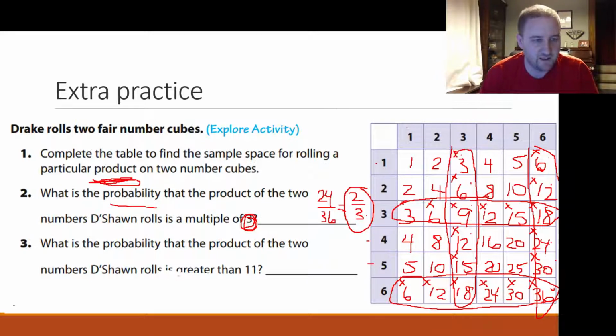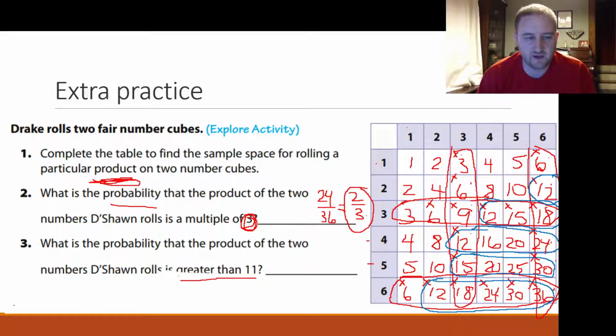All right, number 3. What's the probability that the product of the two numbers Deshawn rolls is greater than 11? Okay, so here, let me do a different color for this. So now we want to circle all the numbers that are greater than 11. So here is 12 is greater than 11. 12, 15, and 18 are greater than 11. 12, 16, 20, and 24 are greater than 11. 15, 20, 25, 30, those are all greater than 11. And then 12, 18, 24, 30, and 36 are all greater than 11.